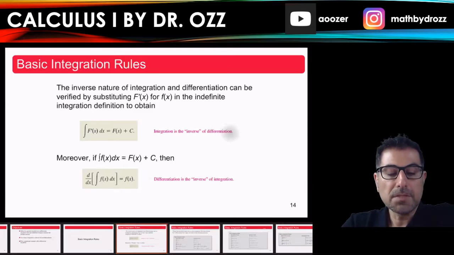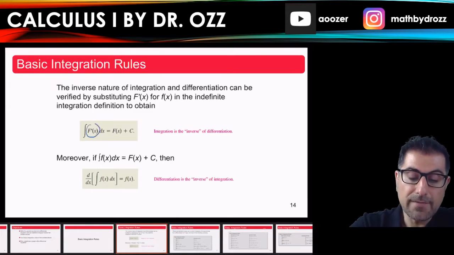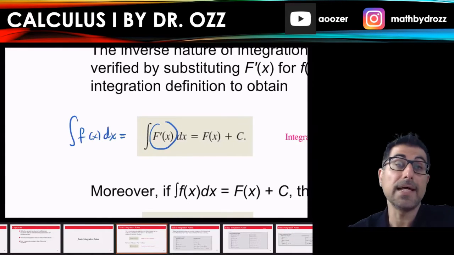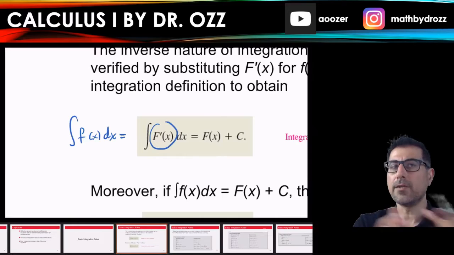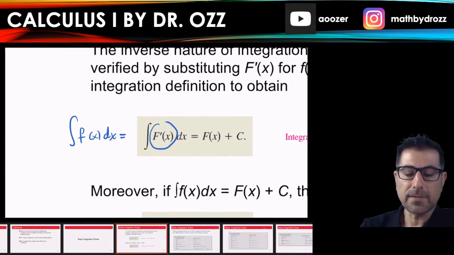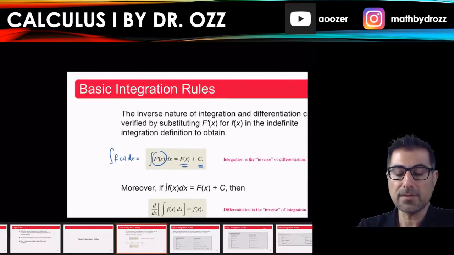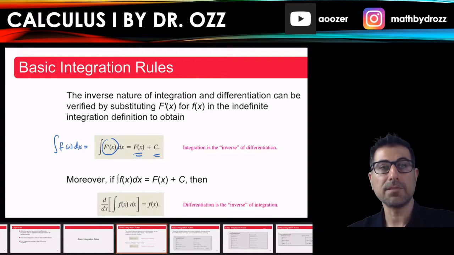All right, so the inverse nature of integration and differentiation can be verified by substituting capital F prime of x for f of x. As you see that you have F prime of x here, so that's in fact the integral of F prime of x dx. Here capital F and little f refer to the antiderivative and the original function respectively. So if you integrate the derivative of a function, you should go back to where you started, which is in fact capital F plus an arbitrary constant. So this is how the relationship goes between the derivative and the antiderivative of that function.